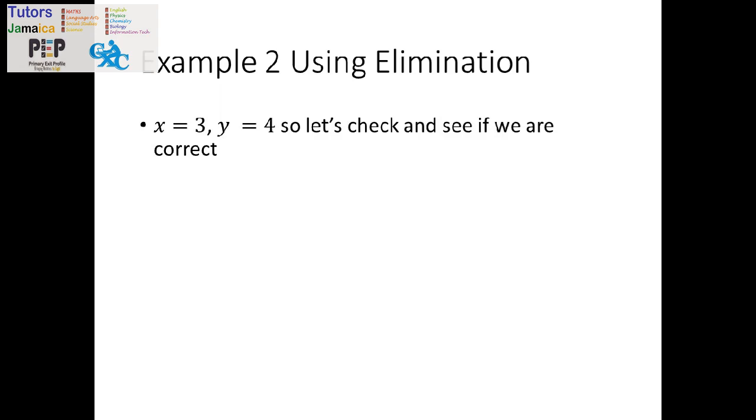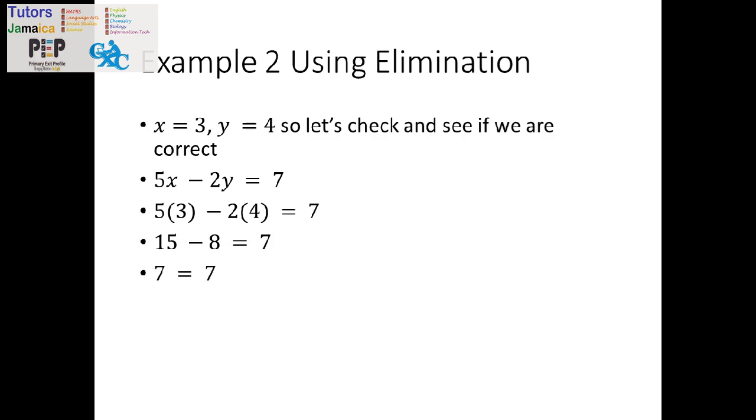So let's check and see if we are correct. Let's use this equation: 5x minus 2y is equal to 7. So 5 times 3 minus 2 times 4 is equal to 7. So we get 15 minus 8 is equal to 7. So we get 7 is equal to 7. And once both sides are saying the same thing, then we know that we are on the right path.